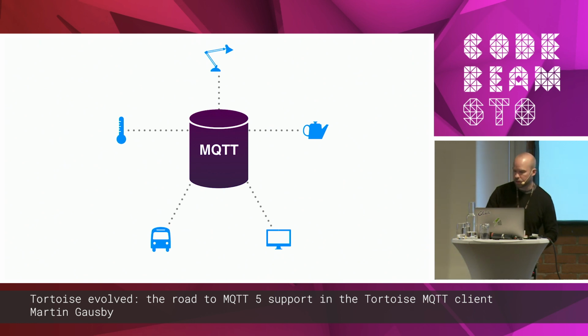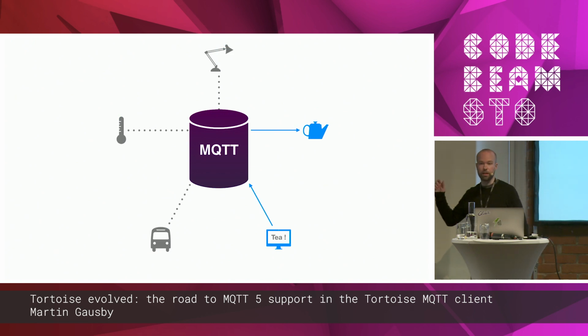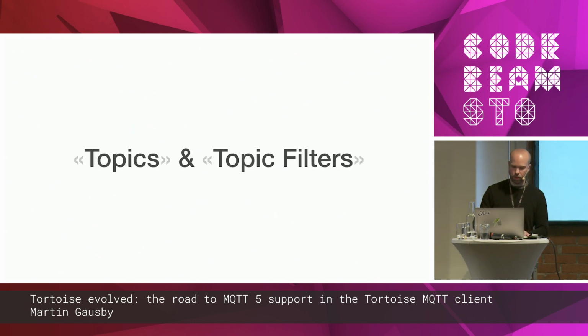So if we want to send a message from the computer to the kettle, like tea time, I moved to London, so we drink tea. And we want to communicate with our kettle that it's tea time. We send a message into the broker, and the kettle will listen for a topic and get the message that way. So it's all based on topics and topic filters. There's a slight difference in these two terminologies, and I will describe these.